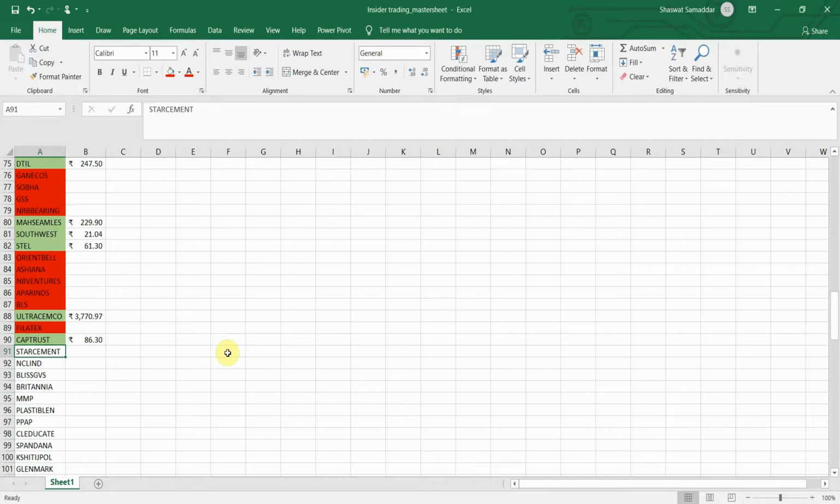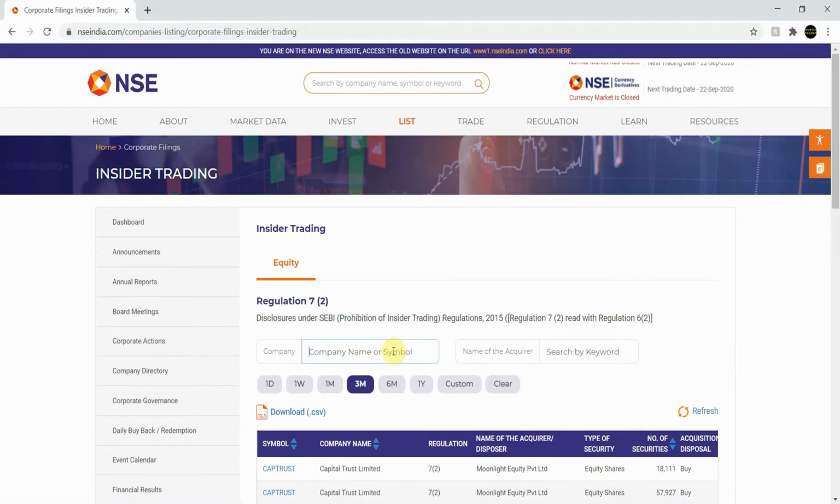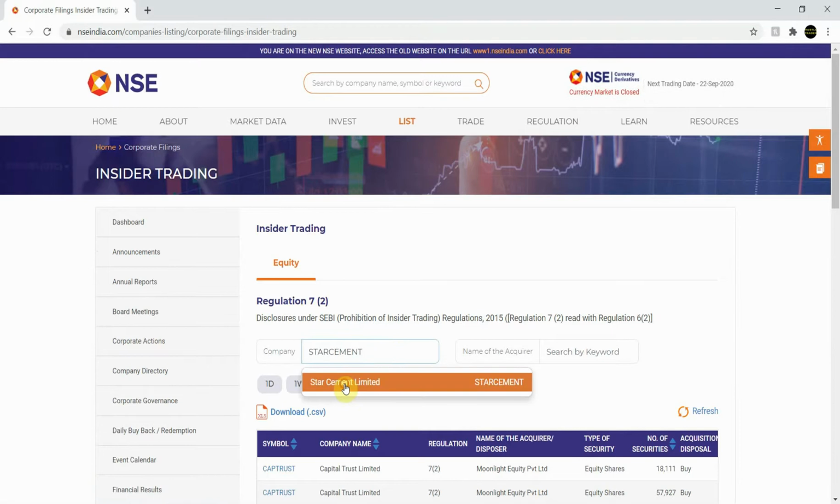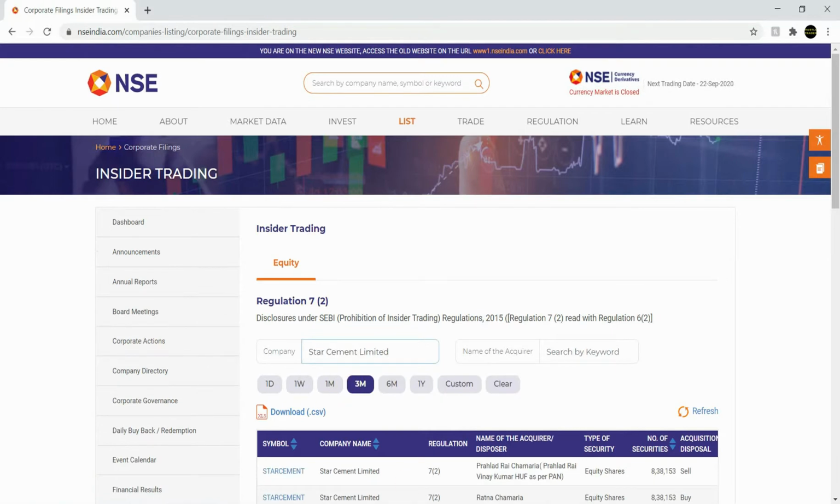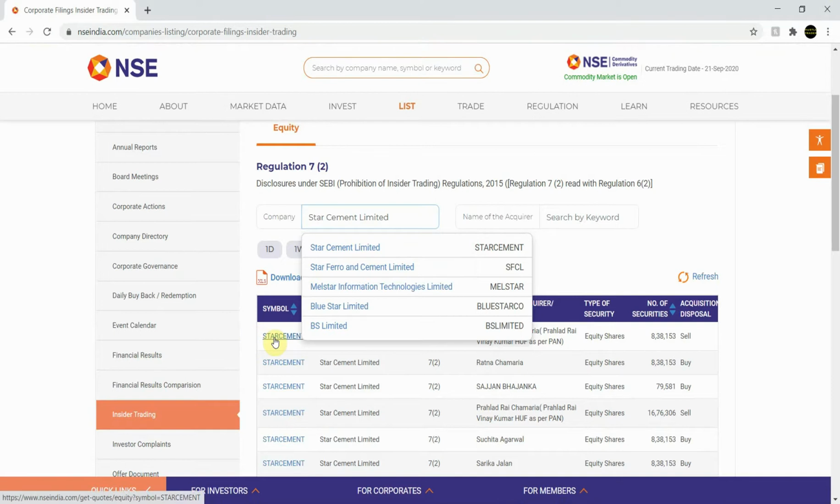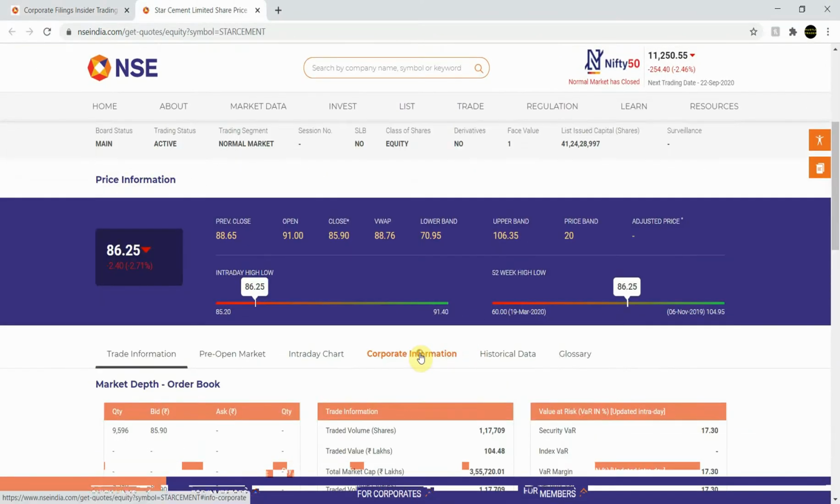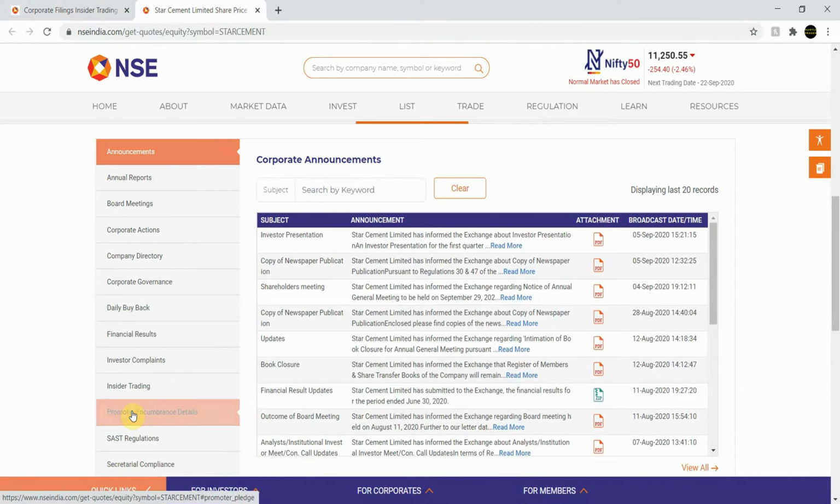Let me just close this tab. Next on the list is Star Cement. I'll copy this down. I'll go here. I'll paste the company name. It's Star Cement Limited. So next I'll click on the symbol of Star Cement. I'll go to the corporate information section.